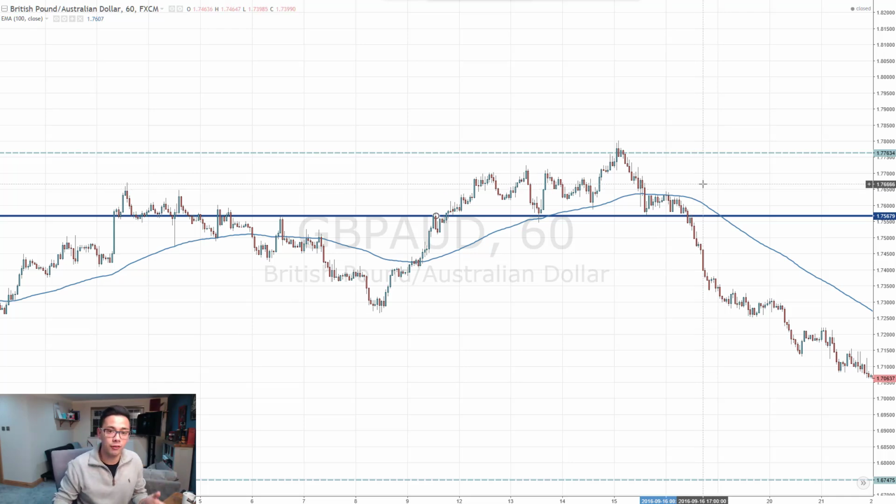But ultimately, for all of our entry points, what we're looking to do is buy or sell through a level. That's all. That's as simple as that. That's what we're looking to do. And we just use these patterns to help us identify the levels.